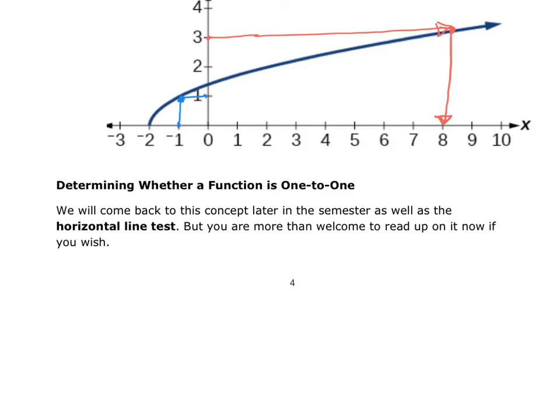We're going to determine whether or not a function is one-to-one later in this chapter. Right now, we're just going to let it go and just say, if it's one-to-one, it has to pass a horizontal line test besides the vertical line test. If you want to read up on it now, that's totally cool, or otherwise you can just wait.